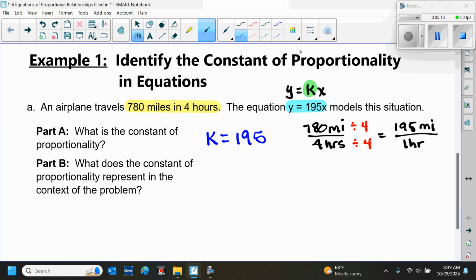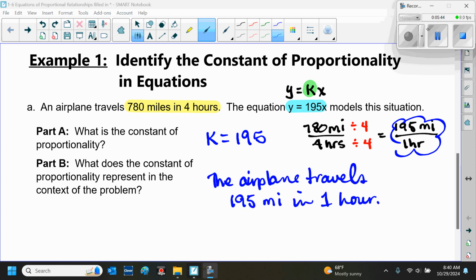When you find your unit rate, that is what's going to help you describe what the constant of proportionality represents. Part B says, what does the constant of proportionality represent in the context of the problem? Well, it means that the airplane is traveling 195 miles in 1 hour. That's what it means. Make sure you write that down.